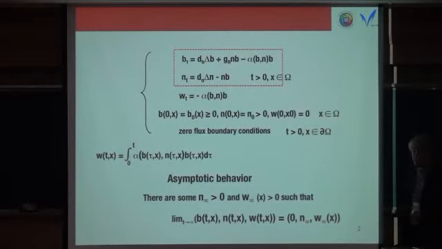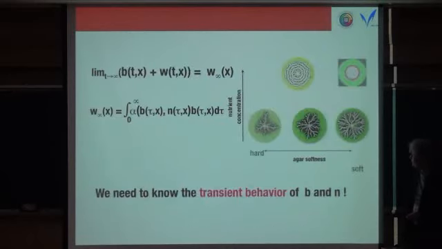But if you are interested in the biological problem, this information is not enough, because the important thing is the following. B plus W is the total density of cells. And by using the previous result, B tends to 0, W tends to W infinity. That's why the final spatial pattern is given by this one, okay, or this one. And then by using numerics, we observe quite different patterns depending on the parameters.